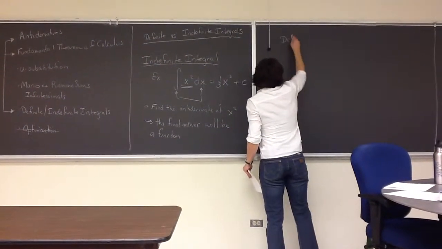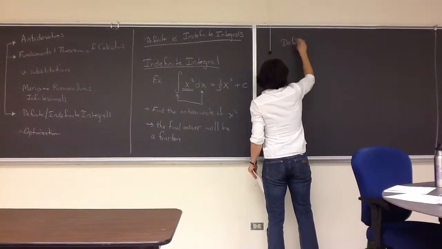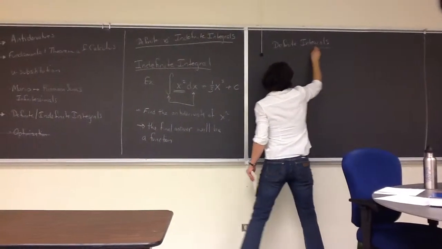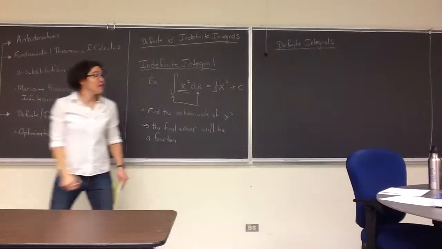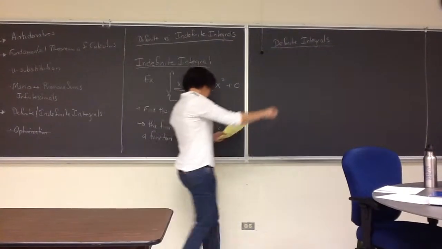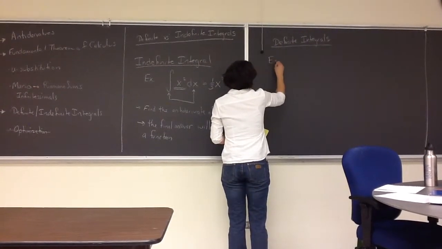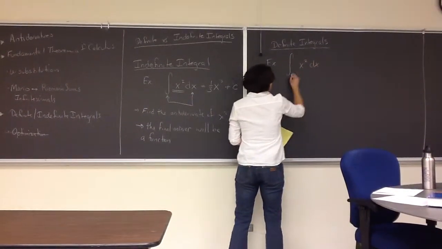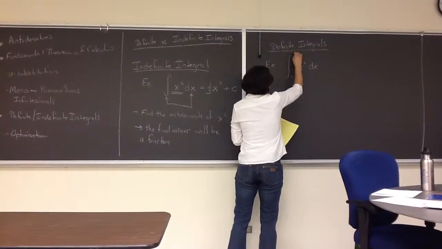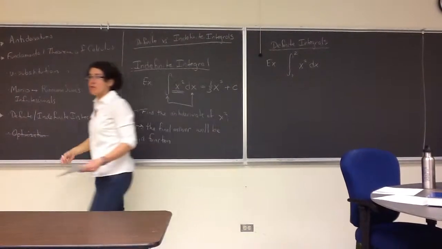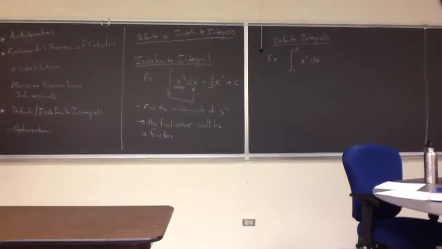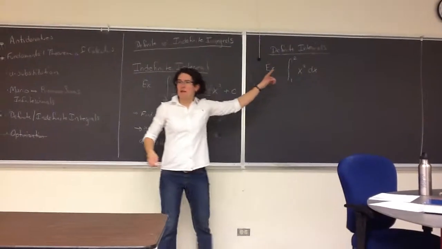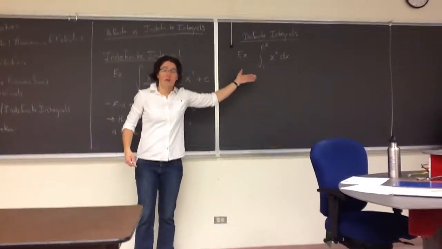Okay, so we also have definite integrals. An example of a definite integral might be the integral of x squared dx, starting at 1 and ending at 2. So now we have boundaries on our integral, and now the meaning of this changes. The second that we put the boundaries on there, at least one interpretation is that we're talking about area.